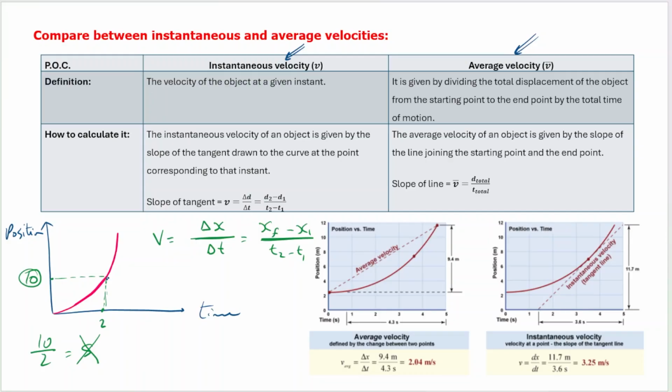In this case, we draw something called a tangent. A tangent is just a straight line which touches the graph at the point that we are interested in. Then this graph has an unlimited number of points, so we can choose any two of them, for example, this one and this one. Now we have the final position, the initial position, the final time, and the initial time.